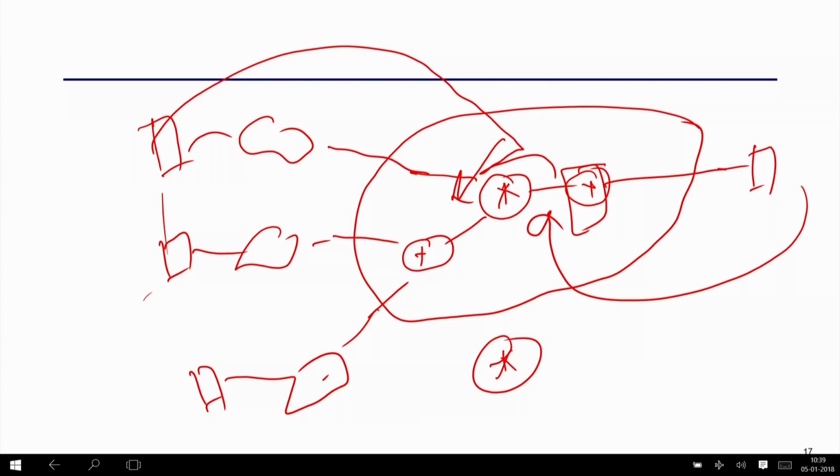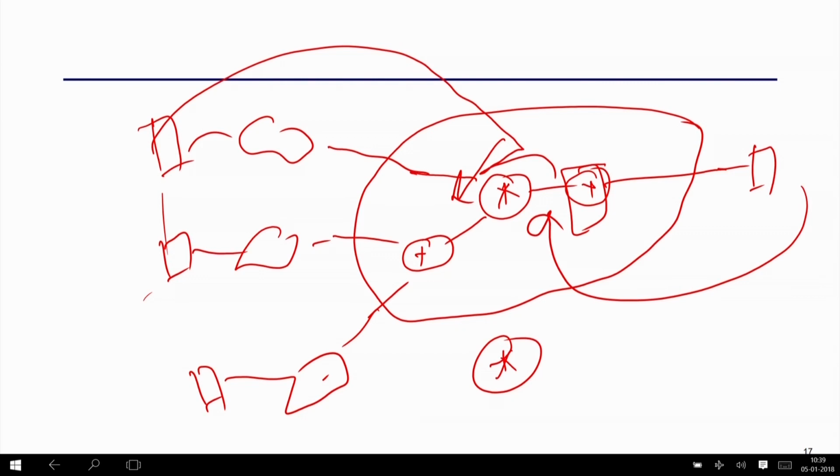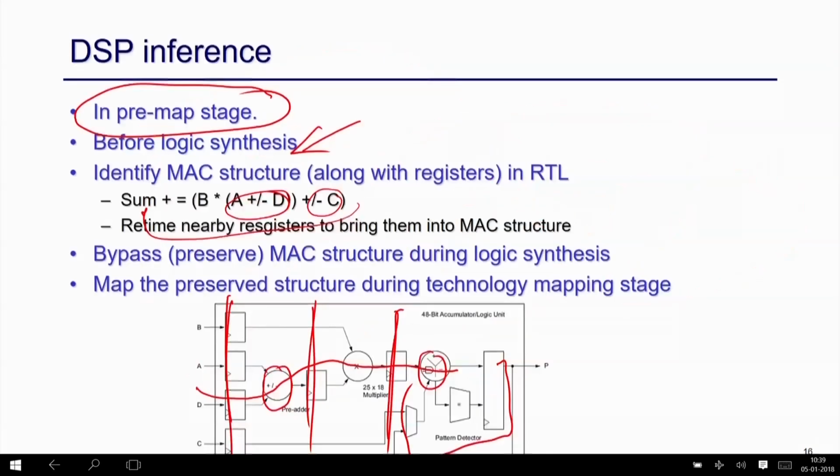So, this is the overall idea: we start from a multiplier, and we try to expand that structure to what is supported by a DSP, which basically has a pre-adder, post-adder or an accumulate. Once you figure out the structure, you try to find out the nearby locations, what registers are available, and whether we can move the registers inside this structure. If you move them, then the whole structure will have faster execution in the DSP block. This is the overall approach in DSP inference. When you find this big structure, you preserve it, you do the normal logic synthesis, and then you map this preserved structure into the DSP block during the technology mapping stage. So, this is the overall DSP inference flow in any normal EDA FPGA synthesis tool.